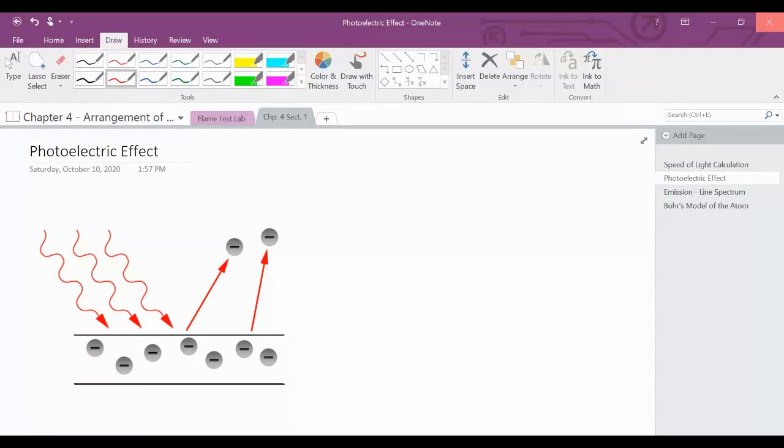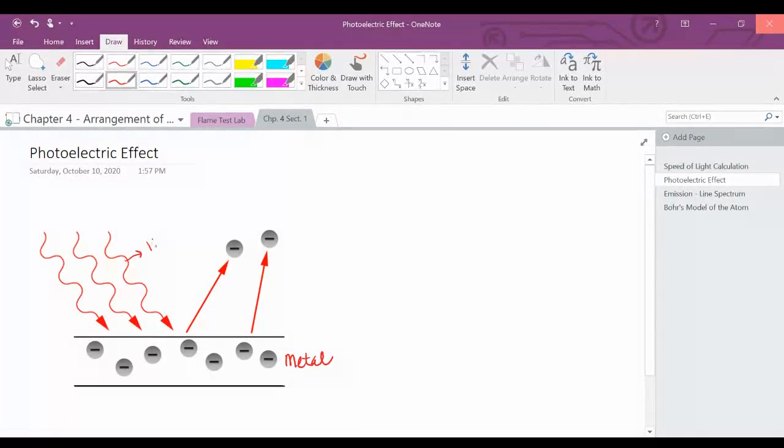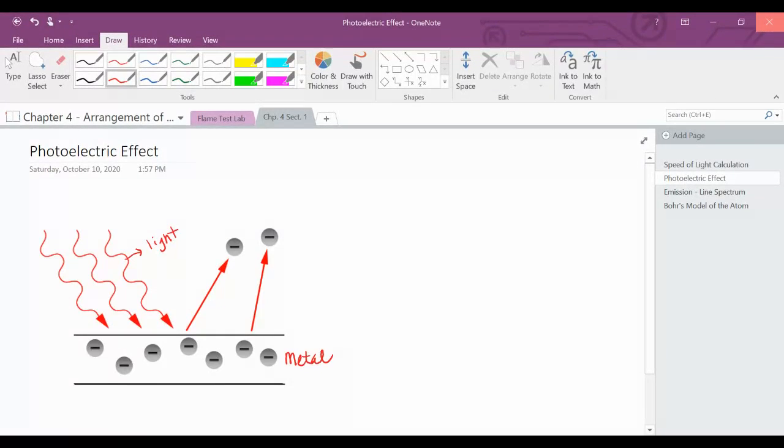So in the photoelectric effect, here's what we have in my drawing. We have a metal, and we know that these negatively charged symbols are electrons. And we have light that's hitting the metal. And if the right frequency of light hits the metal, then this kicks out electrons.